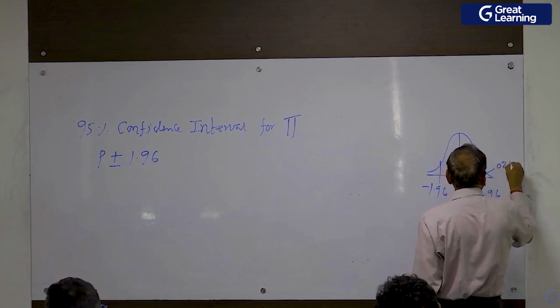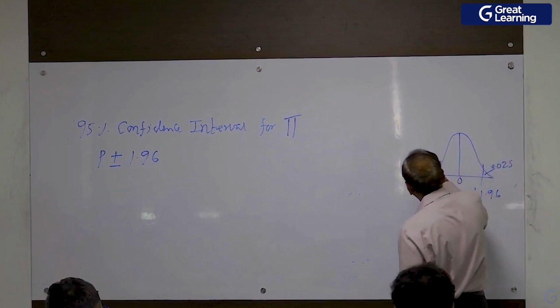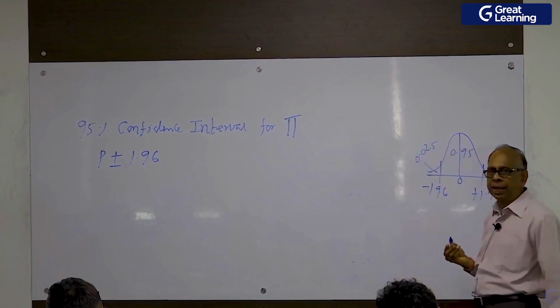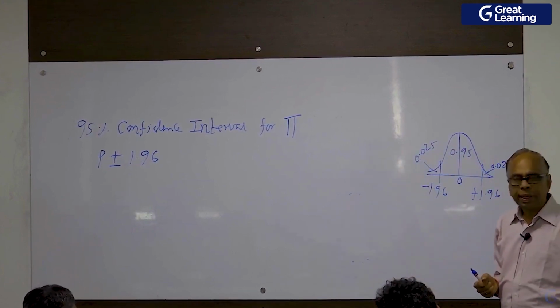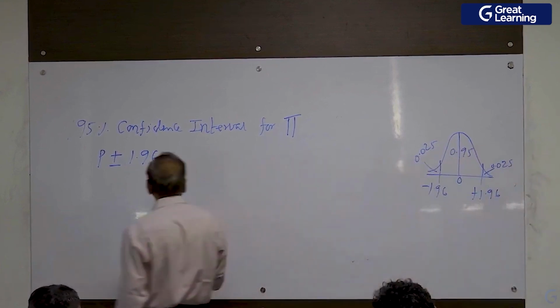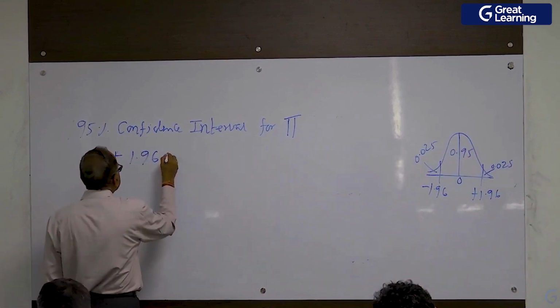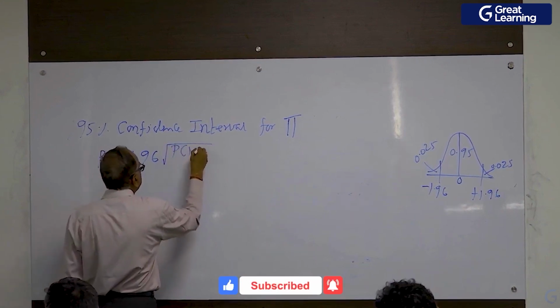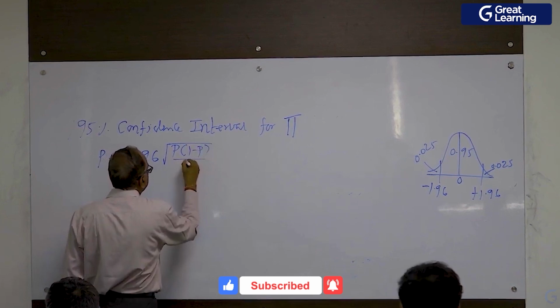This is 0.025. This is 0.025. This is 0.95. Are you with me, right? Now, 1.96 into standard error will be root of p into 1 minus p by n.